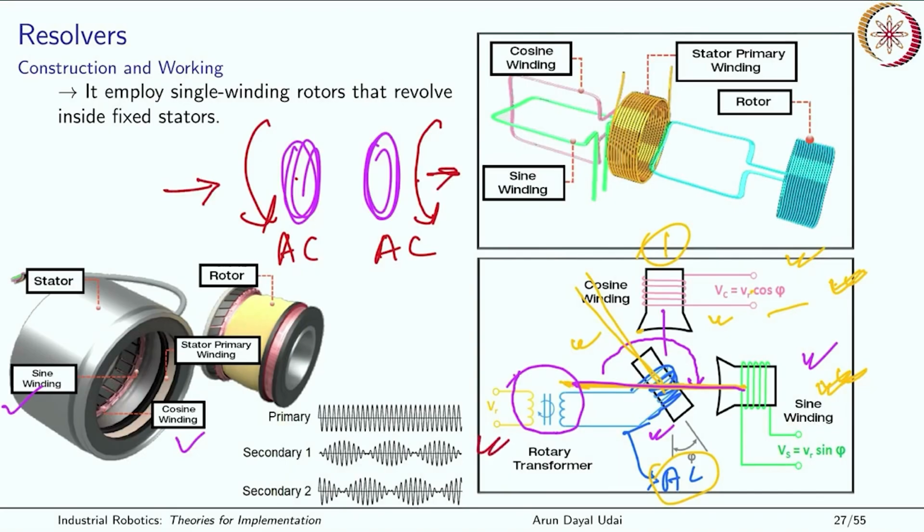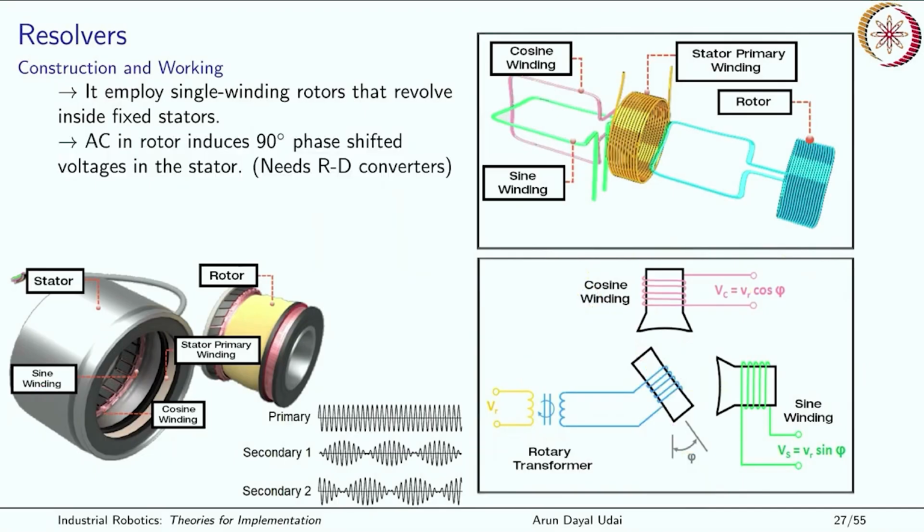So this is your input, and the output goes to the rotor. This is your rotor. AC in the rotor induces 90 degree phase shifted voltages in the stators. If the voltage in one of them varies as V = V0 cos psi, where psi is the angle which is here, the other one will see V = V0 sin psi. Actually it is cos(90 degrees + psi), which effectively gives you V0 sin psi. That is the voltage that comes here.